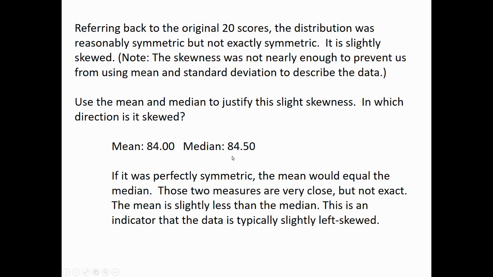Now, with only those two summary statistics, you don't have a lot of confidence that it is slightly skewed to the left. It's an indicator that it is. Typically, that's what you expect. So when you make this statement, you don't want to say because the mean is less than the median, it is skewed left. It is an indicator that it typically is. You don't want to say things in absolutes if they're not absolutes.